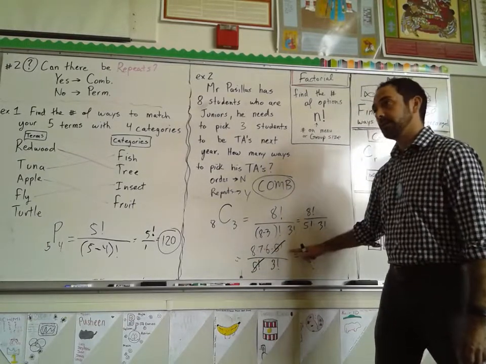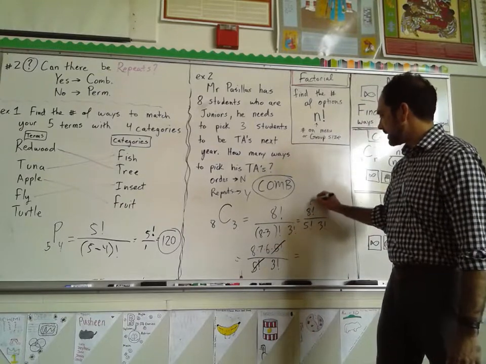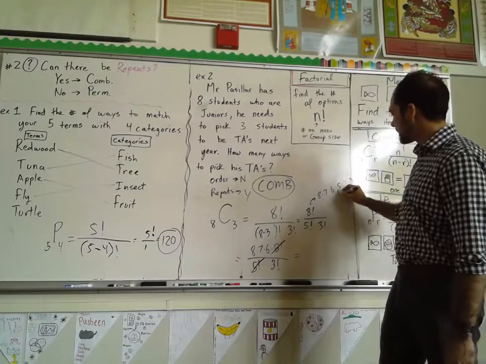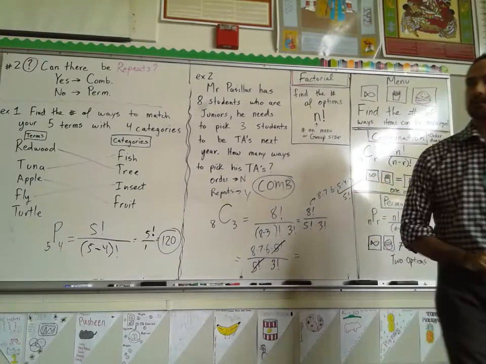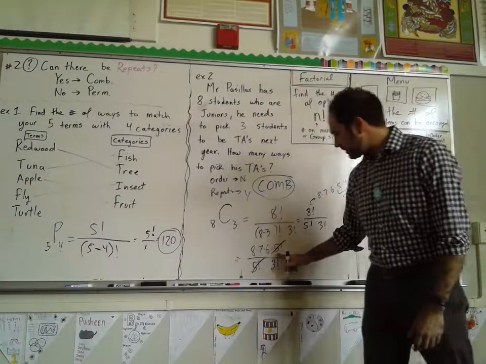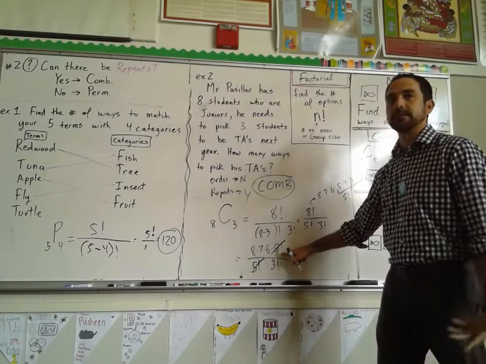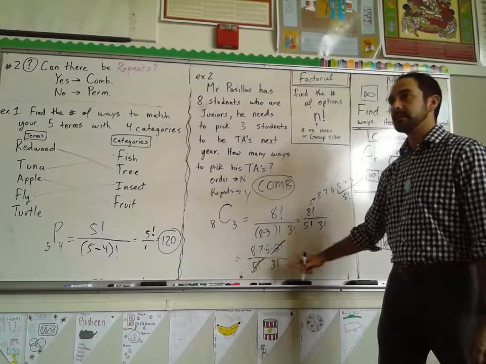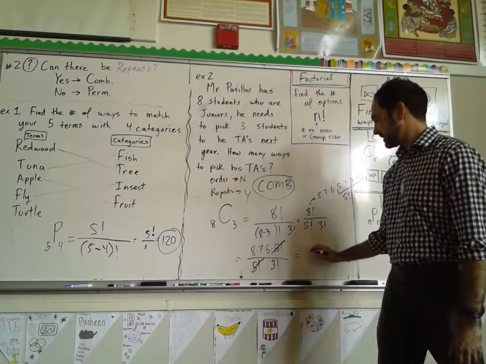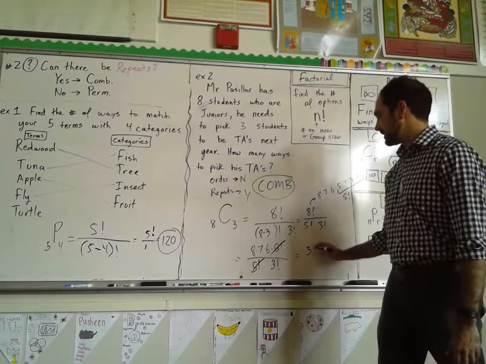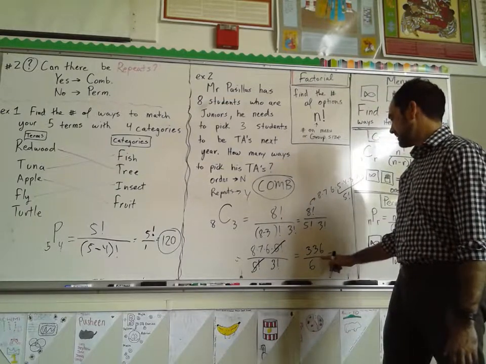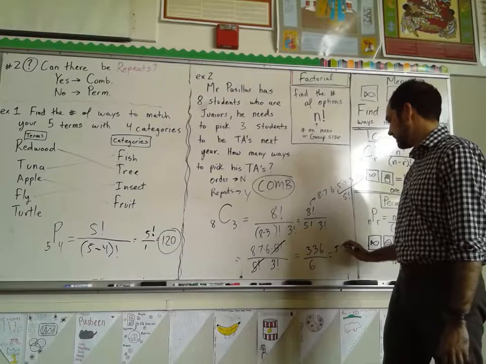Now, if I were to do it purely, 8 times 7 times 6 times 5 times 4 times 3 times 2 times 1, this part right here is 5 factorial. You see? Because I stopped here, now I can cross out my 5 factorial, 5 factorial. Those go into the same values. 8 times 7 is 56, times 6 is 336, over 6.